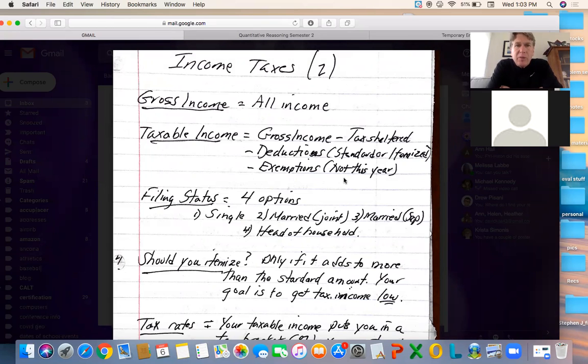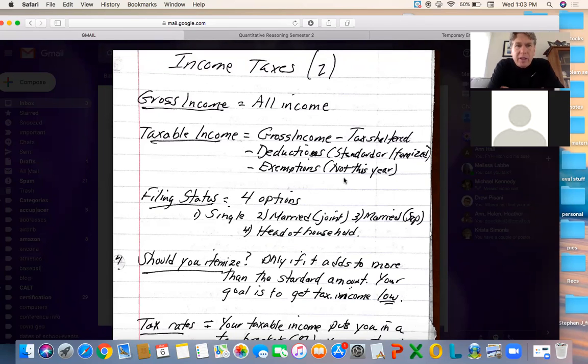So, if you remember from last week, we talked about a couple forms of income. First, we have gross income, which represents all income we make in the course of the year: wages, salary, tips, interest on investments, any other income that we bring in.